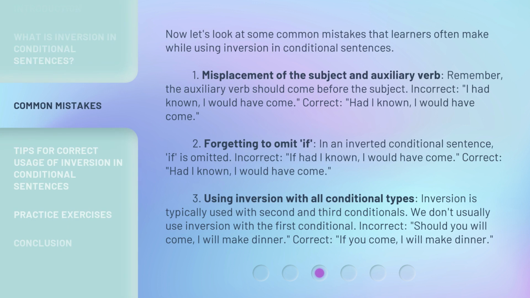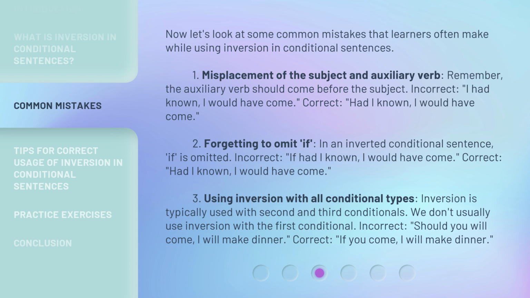Now let's look at some common mistakes that learners often make while using inversion in conditional sentences. 1. Misplacement of the subject and auxiliary verb. Remember, the auxiliary verb should come before the subject. Incorrect: "I had known, I would have come." Correct: "Had I known, I would have come."